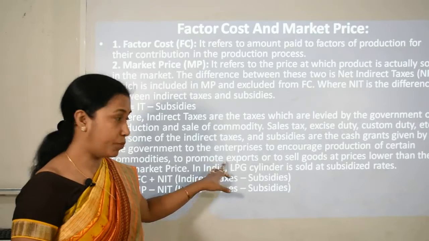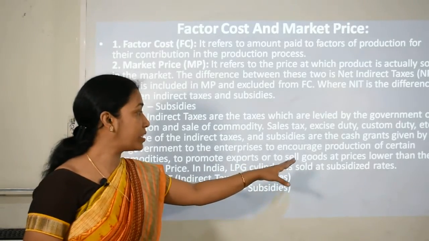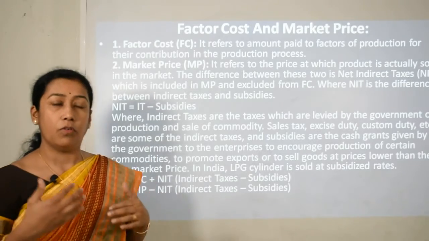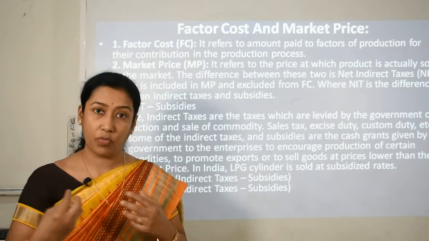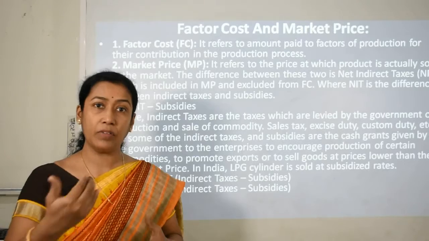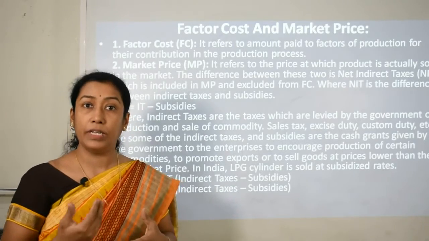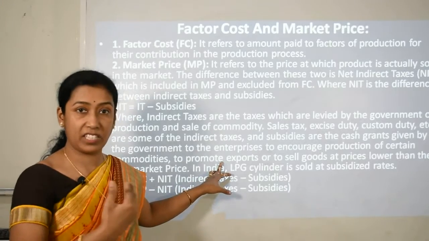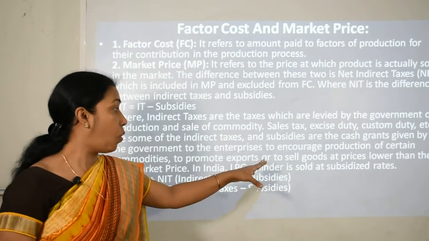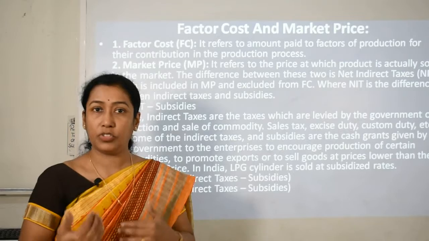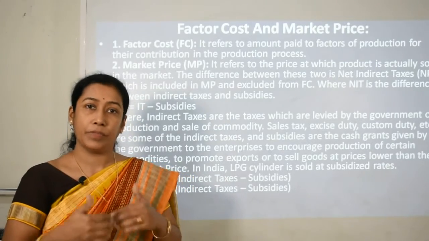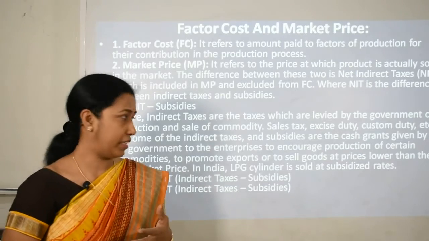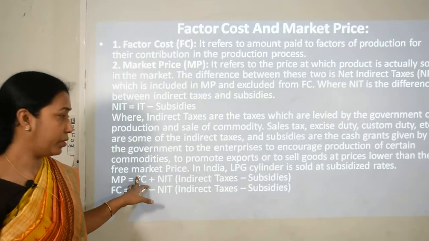And it is done to promote exports or to sell goods at prices lower than the free market price. That is, why is the government providing subsidies, or giving this financial grant or cash help to certain enterprises? Just to promote more and more exports to foreign countries, or to sell goods within the boundaries of the nation at a lower price than the market price, or for more and more exports.